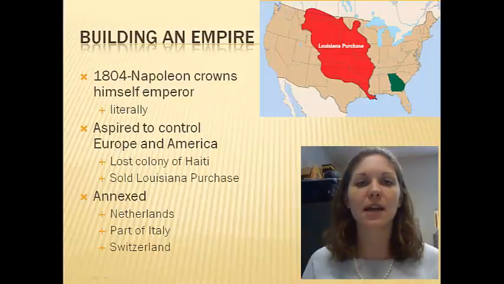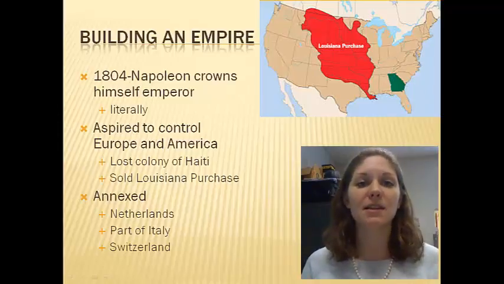Next, we're going to look at how Napoleon really built an empire. So he was a military man, like we've said. He was a mastermind in military, super smart, a really brilliant military leader, and he was really, really successful. Napoleon had some ambitions, and so in 1804, Napoleon crowns himself emperor.